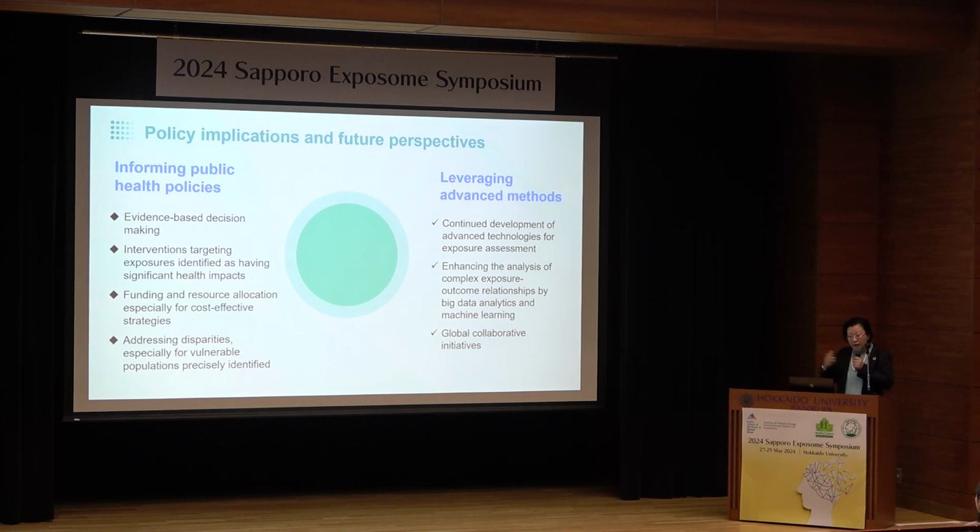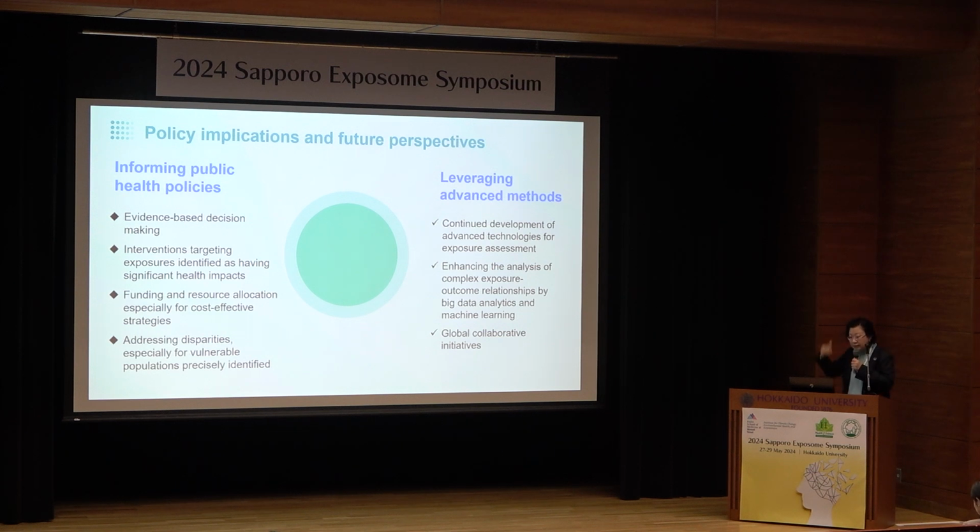So interventions targeting exposures identified as having a significant health impact are expected to get more funding, and resource allocation should really consider the effectiveness, should consider this kind of evidence. And also, this evidence helps address disparities or equity issues, especially for targeting vulnerable populations, when these populations are precisely identified. So I think this is the power of exposome research.